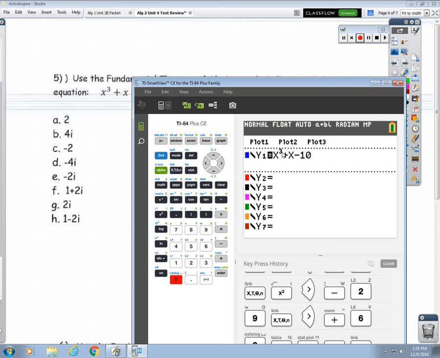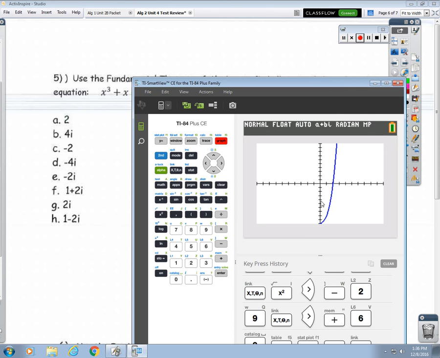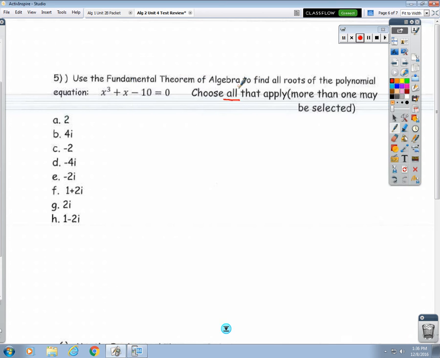Okay, it's degree 3, so we know there's going to be 3 solutions. But when we graph it, we only see it cross the x-axis one time, and where is that one time? Positive 2. So it has one real solution, because that's the only one we can see, and it's located at positive 2. So I already know A is one of my right answers.